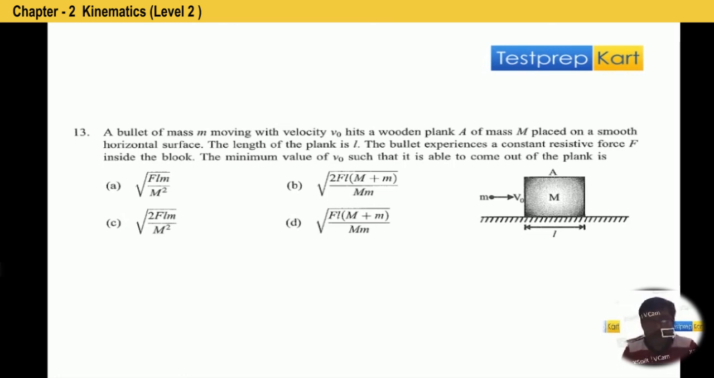A bullet of mass m moving with a velocity v0 hits a wooden plank A of mass m placed on a smooth horizontal surface. The length of the plank is L.